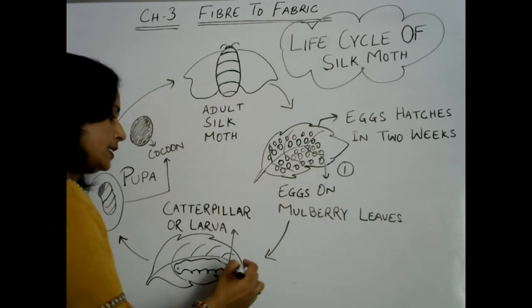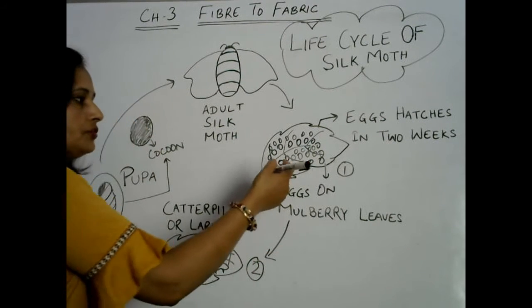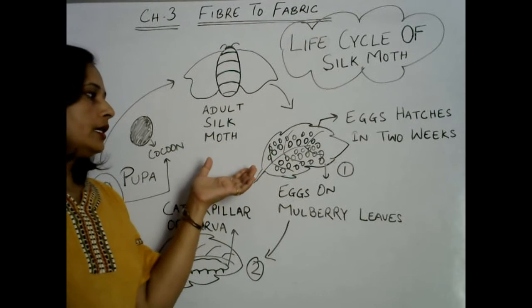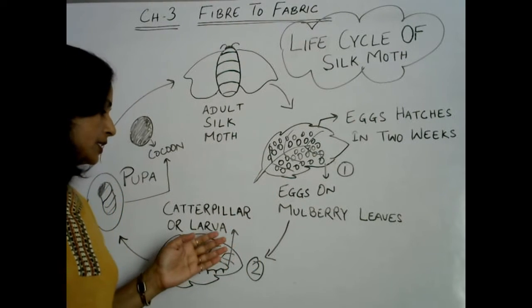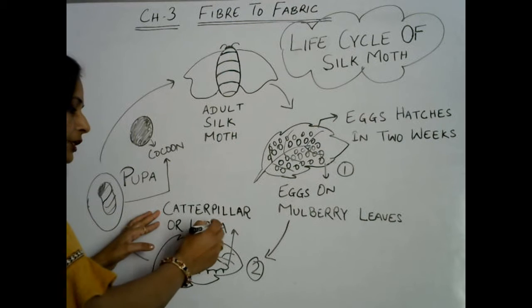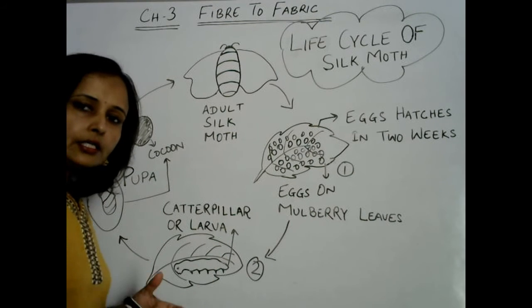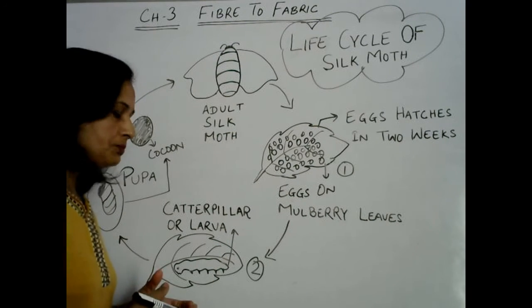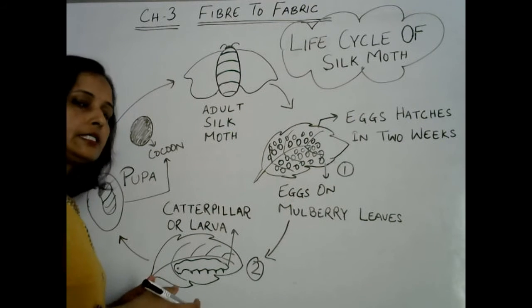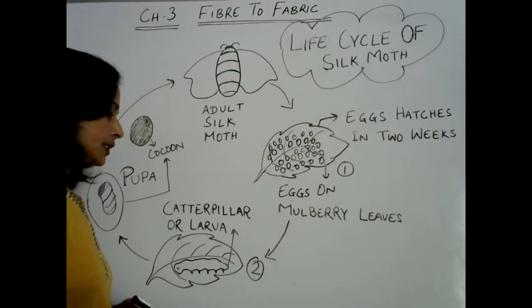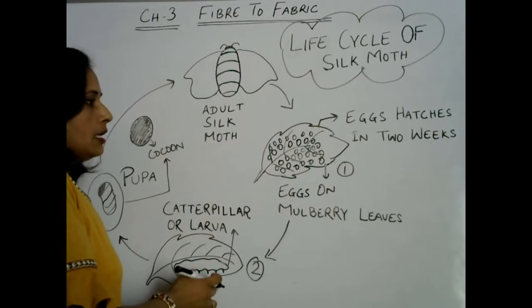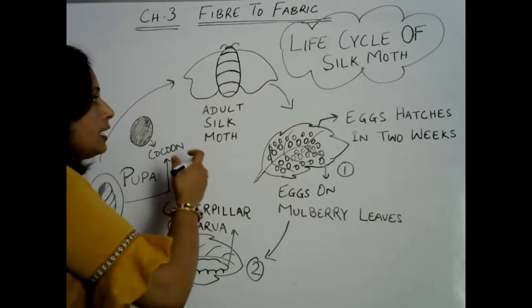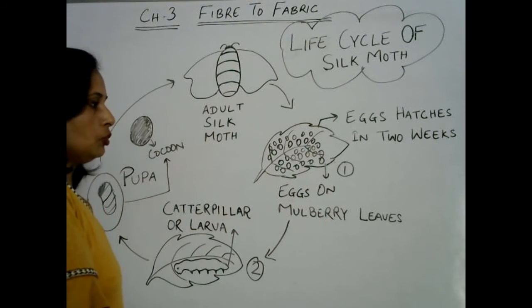Then the second stage, after the eggs hatch, is called caterpillar or larva. I think most of you have seen a caterpillar. Usually it is green, black or white colored, right? So the caterpillar is the second stage in the life cycle of the adult silk moth.